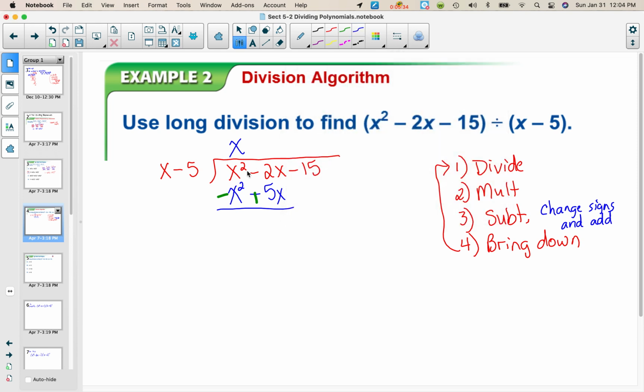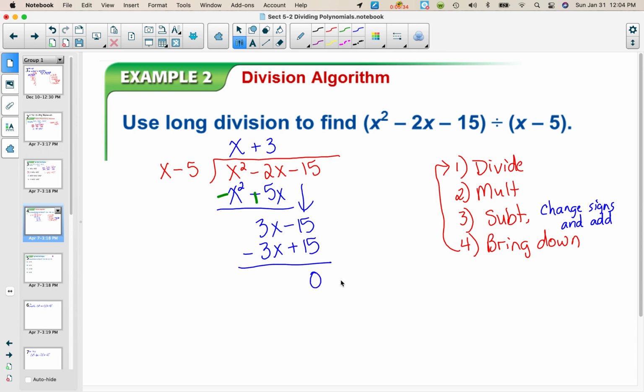So we have the x squareds cancel, and here I get a 3x. So that's that step. Now I bring down a minus 15. So then what do I multiply x by to get 3x? A 3, a positive 3. 3 times x is 3x. 3 times negative 5 is negative 15. When I change the signs and add, I get 0.